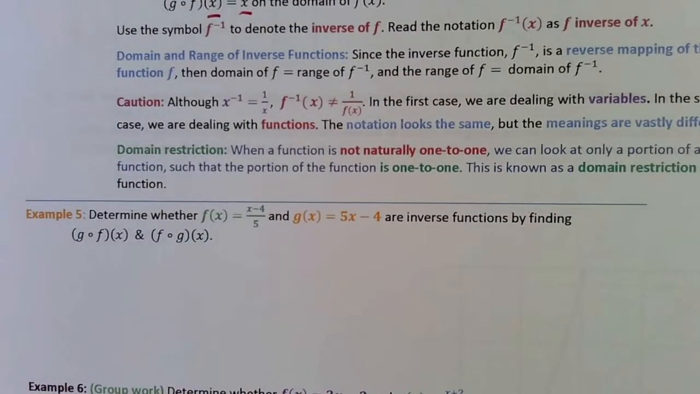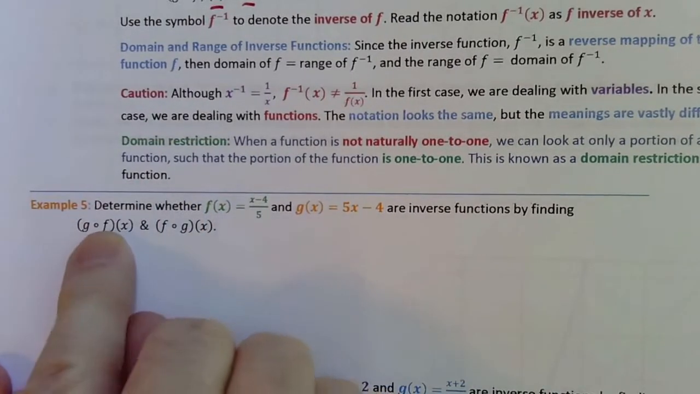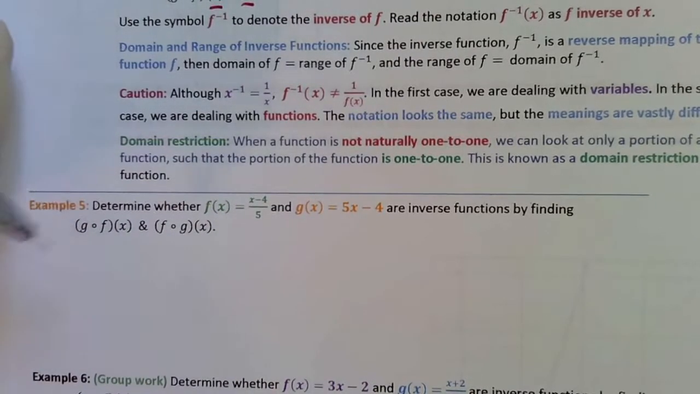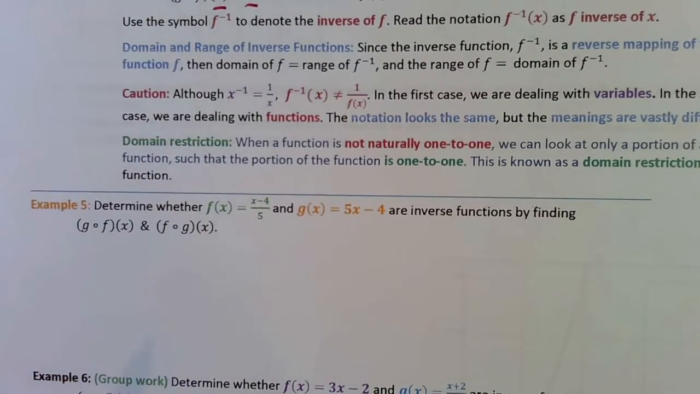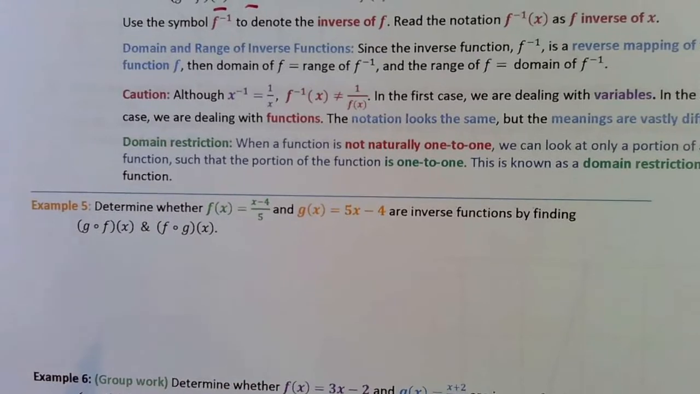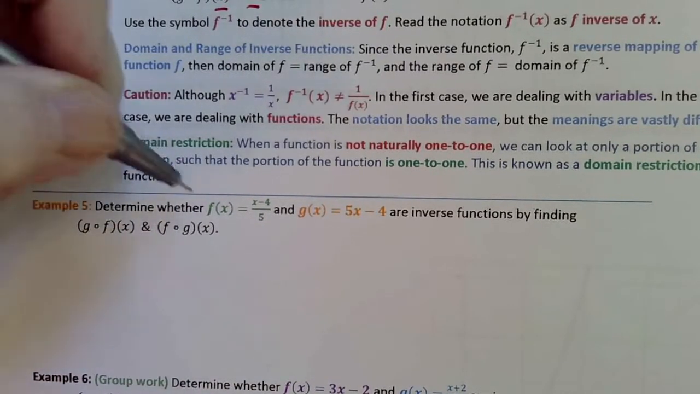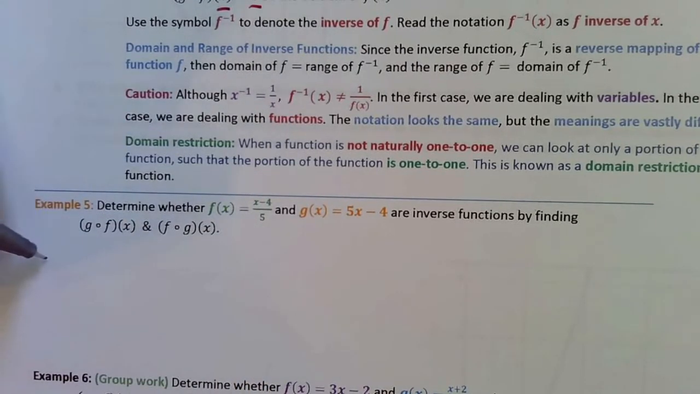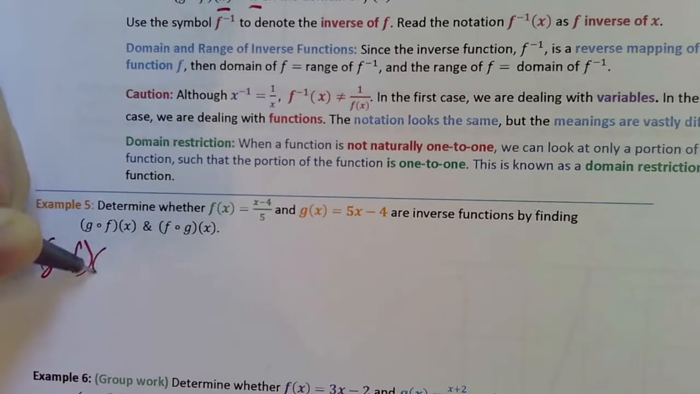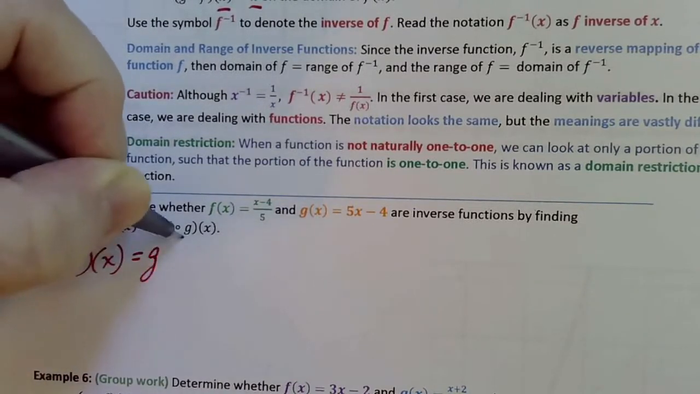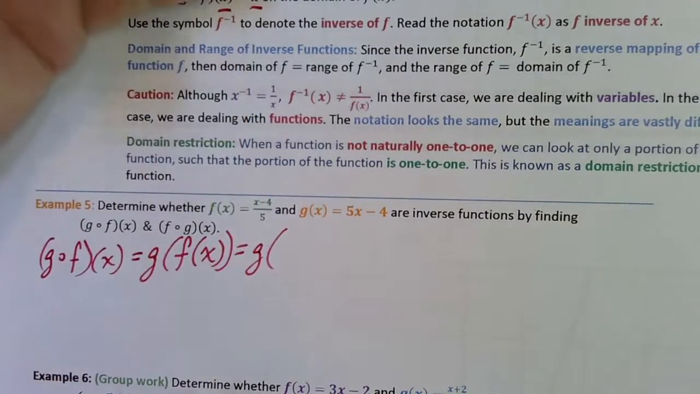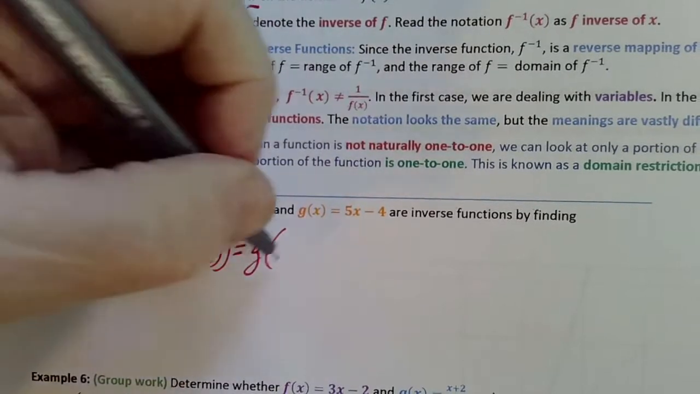All right, let's determine whether or not f and g are inverse functions by finding f composed with g of x and g composed with f of x. Every single time that I've done this recording, I've done it backward, that same way. I don't know why. Okay, so here we've got g of x is 5x minus 4. So I've got g composed with f of x equals g of f of x, which is g of, let's see, f is x minus 4 over 5.